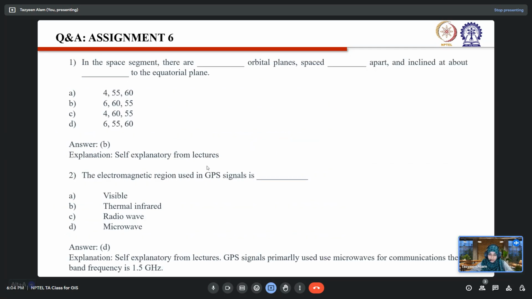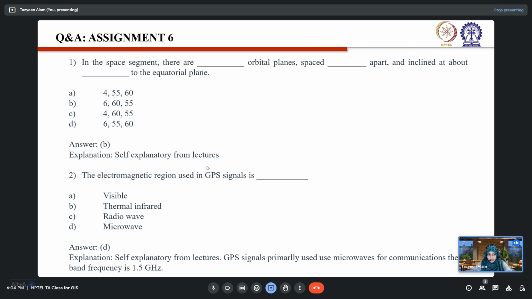Now let us discuss last week's assignment, which is assignment 6. We come to the first question, where we are talking about the space segment. In a space segment, there are dash orbital planes spaced dash apart and inclined at about dash to the equatorial plane. So the correct answer here is that the space segment has six orbital planes, spaced at 55 degrees apart and inclined at about 60 degrees to the equatorial plane. This was self-explanatory from the lectures of the previous class by Professor Bharat.